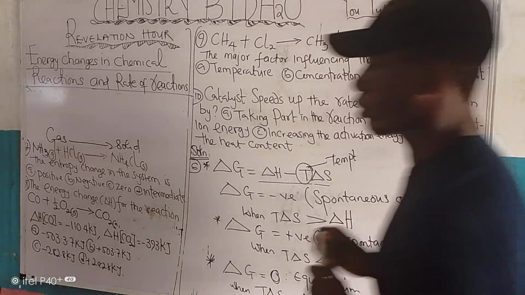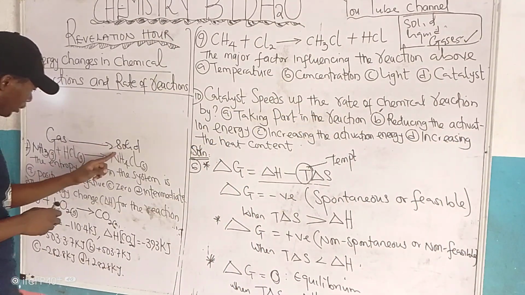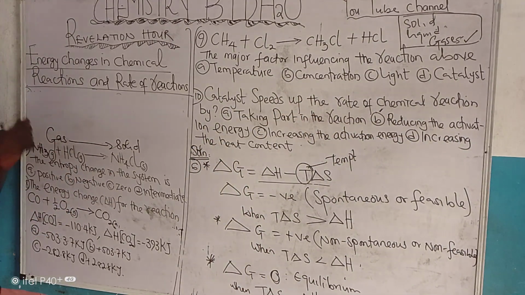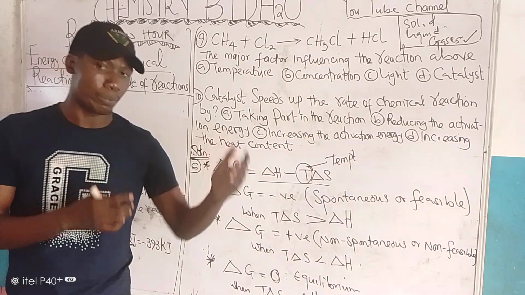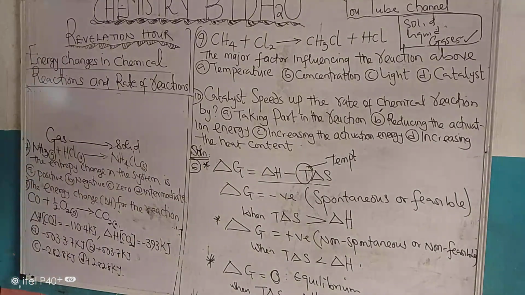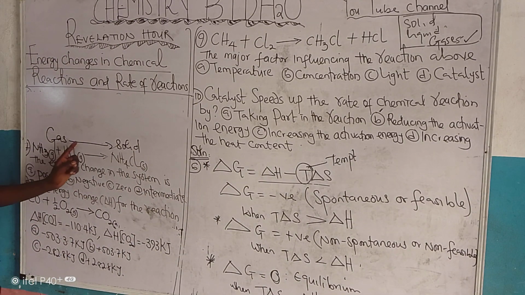reduced. Why? Because it moves from gas to solid. If it had moved from solid to gas, the entropy would have increased. So please take note of that. A reduction in entropy, as it is in this case, means a negative entropy. So the answer is not A. Our answer is B.